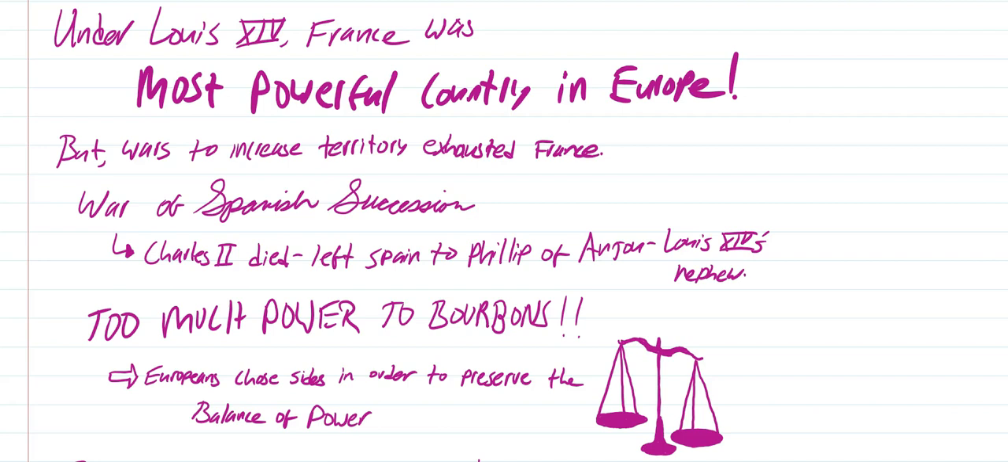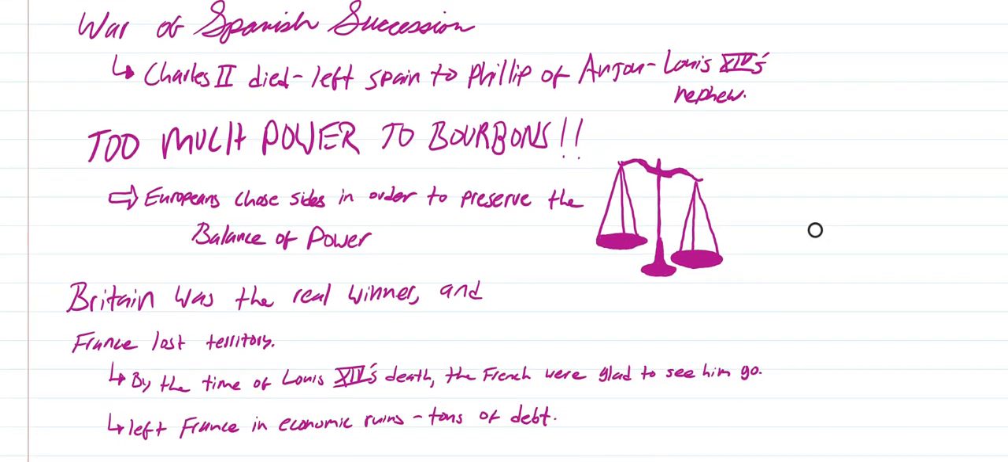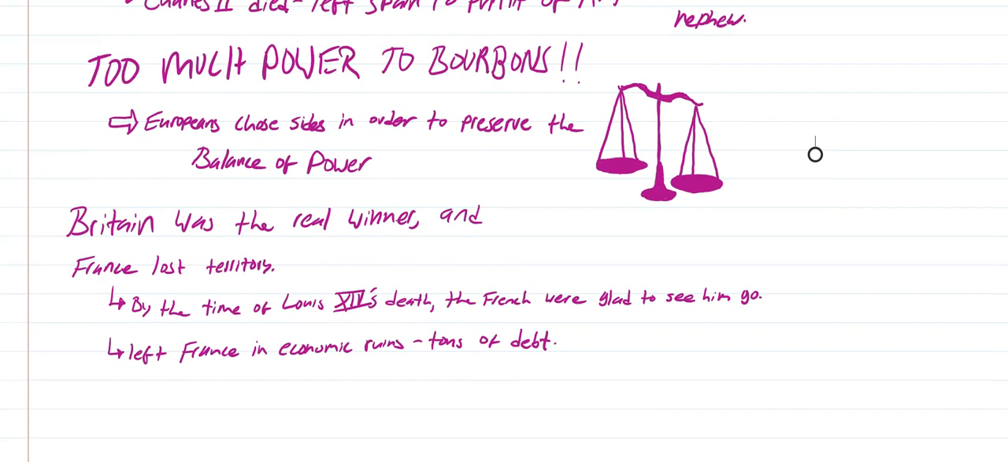So Charles II died, by the way, in the War of Spanish Succession. Charles II died and left Spain to Philip of Anjou, which was Louis XIV's nephew. And this right here is going to be too much power to the Bourbon monarchy. And so that was the reason for the War of Spanish Succession. But essentially, Europeans chose sides in order to preserve the balance of power that I mentioned earlier in this video. Britain, during the War of Spanish Succession, was the real winner, and France lost territory as a result of this.